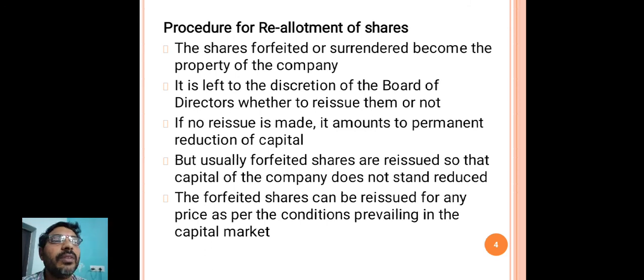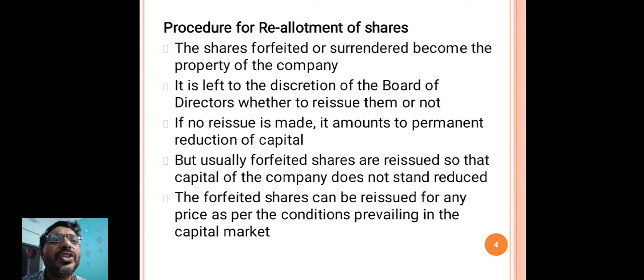It is the discretion of the board of directors. The board of directors will decide about the forfeited shares, whether the shares need to be reissued or not.